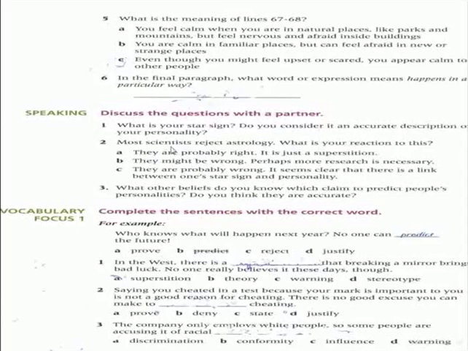Do you think the scientists have the right to refuse it, to reject it? Choose A, B, or C. A. They are probably right. I mean the scientists. It is just a superstition. Or B. They might be wrong. Perhaps more research is necessary. Or C. They are probably wrong. It seems clear that there is a link between one's star sign and personality.